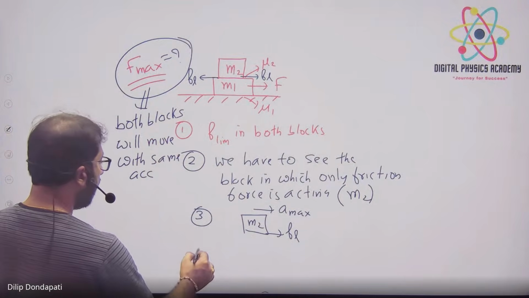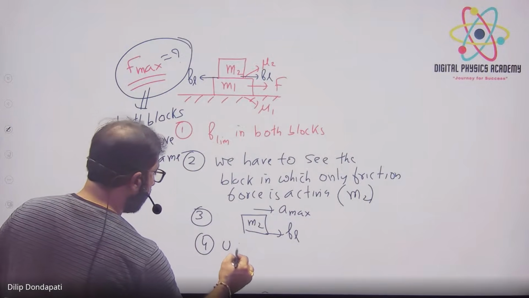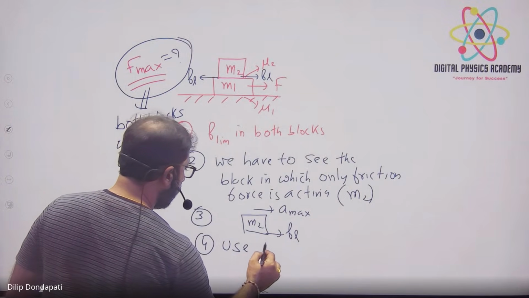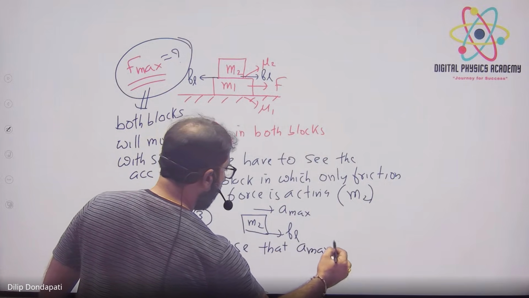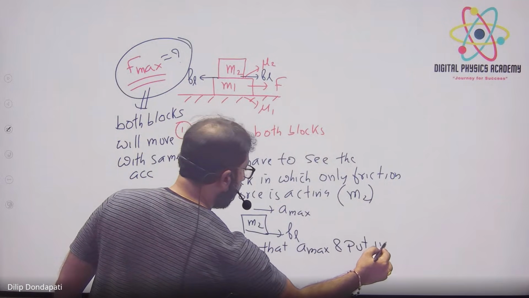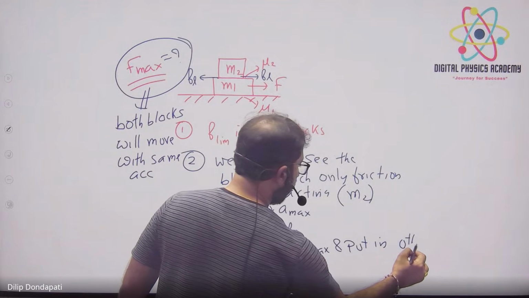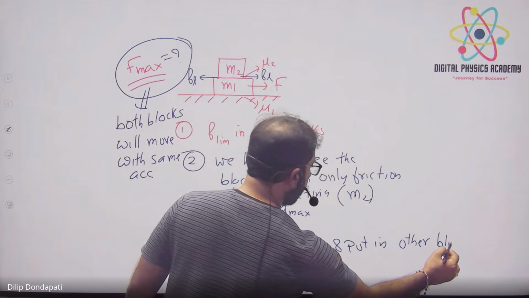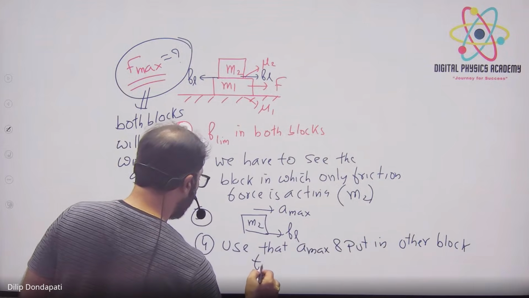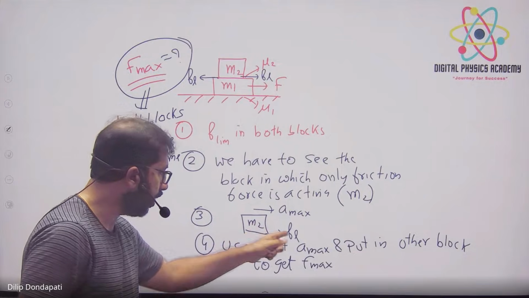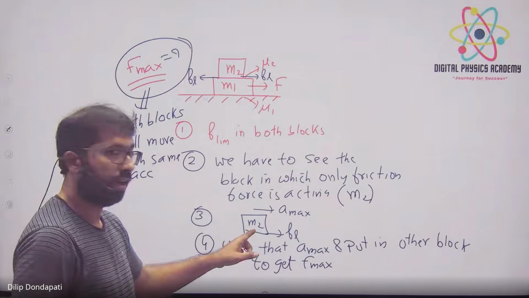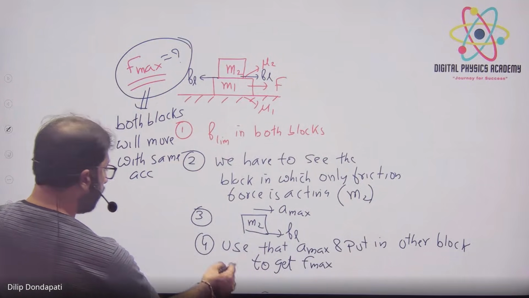Now what is the next step? Use that maximum acceleration and put it in the other block to get F max. So A max will be the net force divided by only M2, or by M1 plus M2? No, M2 only: FL by M2. Now use A max again in the second block.